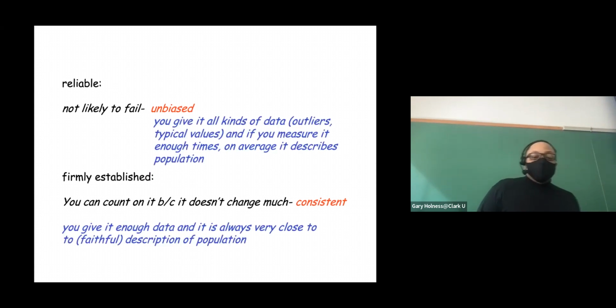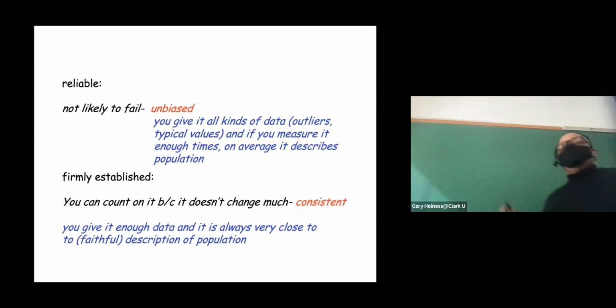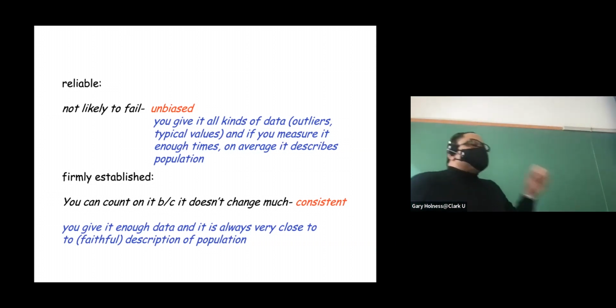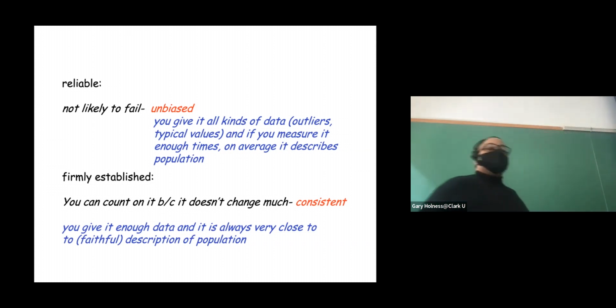Okay. So you give it all kinds of data. You can give it typical values, you can give it outliers, and if you measure it enough times, on average, it's going to be exactly what this unknown was that you were looking for. That's what unbiased means. Consistency says if you give your estimator, your statistic that you're enterprising to use as a replacement for your unknown, enough measurements, like increasing the terms in the sum, it does not change. It'll just stay right on one value and not change very much. Any questions about this? Does that make sense?